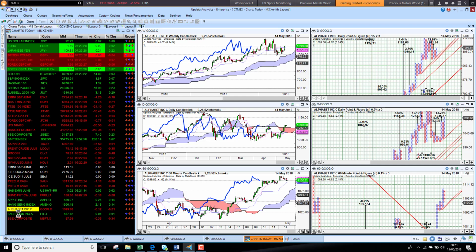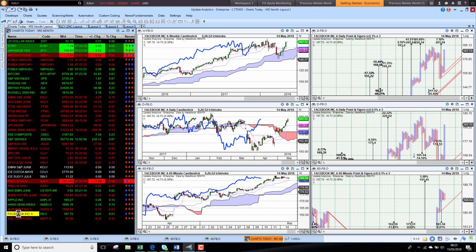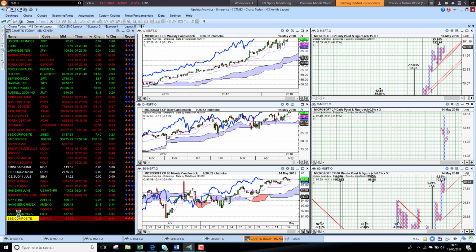And Facebook still sitting in the high 180s, so looking strong, not managing to make a new all-time high, but has shrugged off all the bad news now and is looking bullish on all three time frames. And Microsoft, one of the more steady tech majors, continuing to look pretty strong, having made new all-time highs as well.